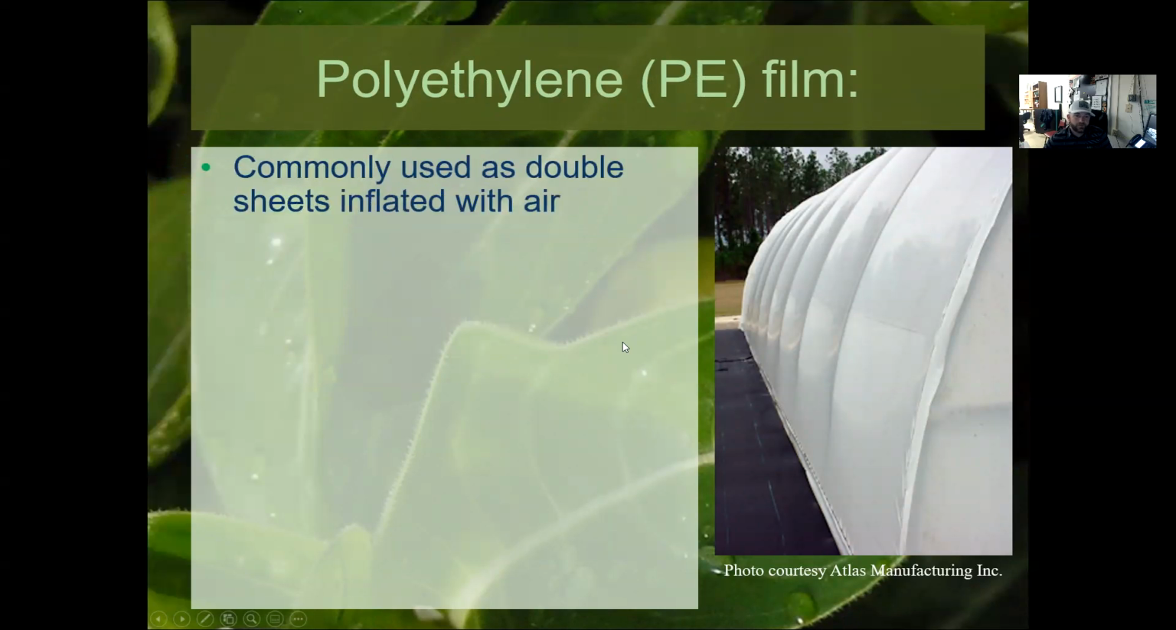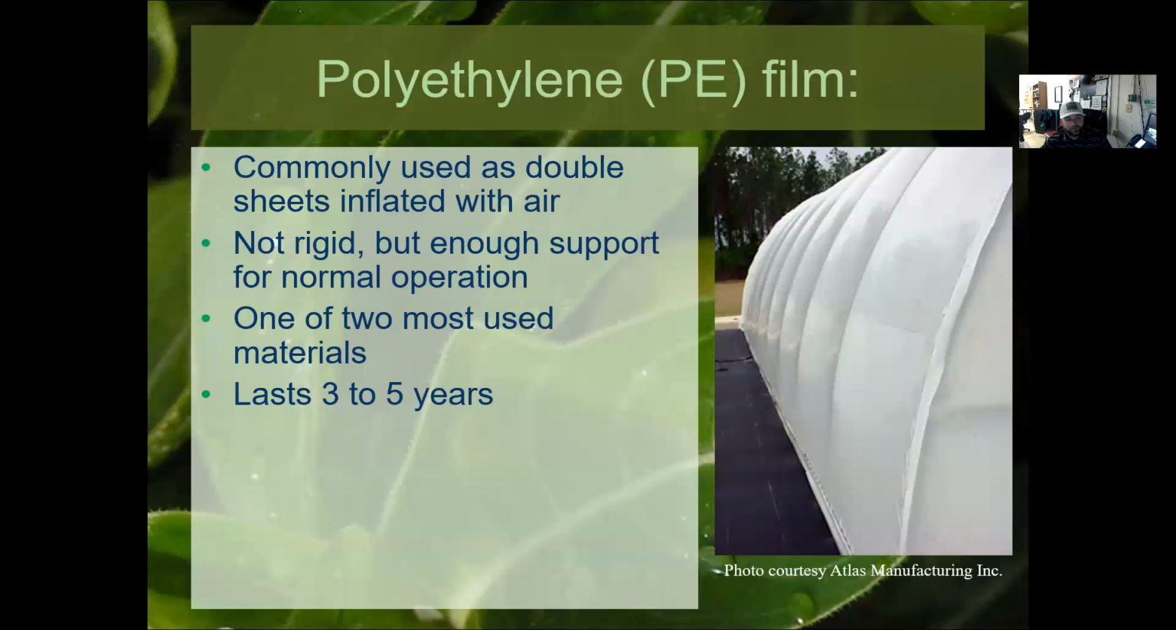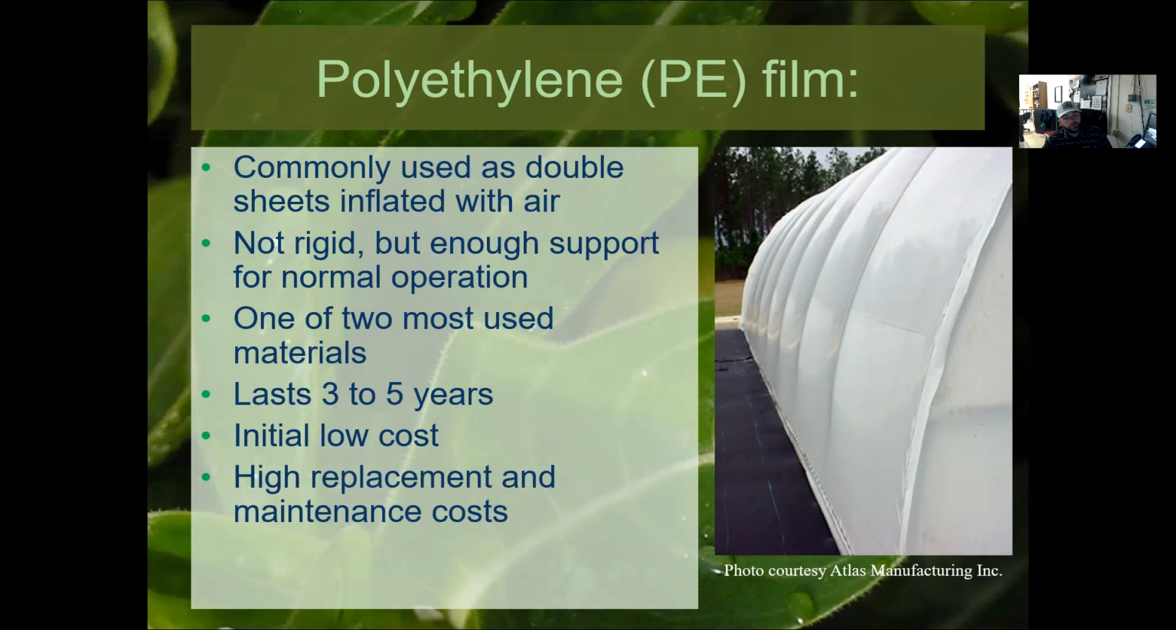So polyethylene film, it's commonly used as a double sheet inflated with air. These are typically used on cold frames, but can be heated. So not rigid, but enough support for normal operation. You end up, like I said, replacing these a lot more over time. So one of the 2 most used materials and lasts 3 to 5 years. Initial cost is low, but you're going to end up spending more over time just due to replacing it. So high replacement maintenance costs, that's the trade-off. You might have a little bit less cost in the beginning, but you're going to end up paying more in the end. So a thick polyethylene is really where you want to be.